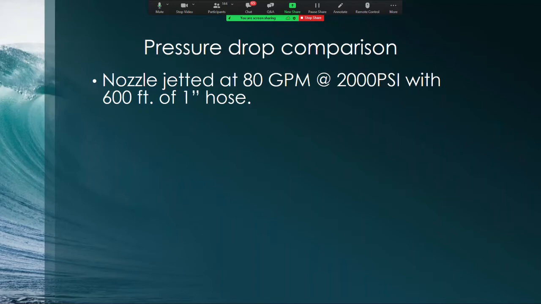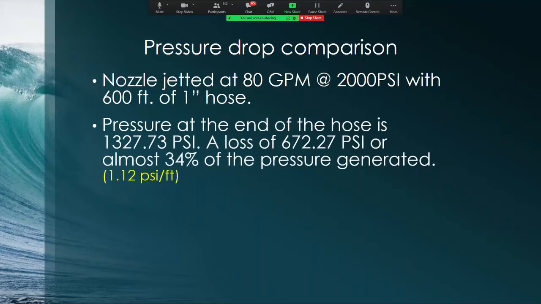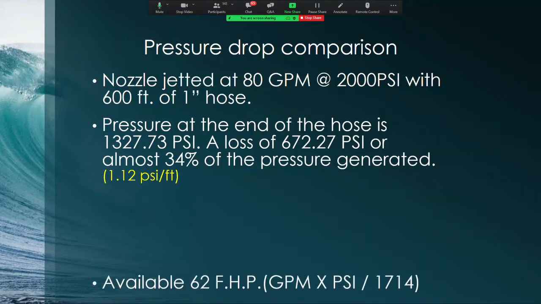So here what I've done is I've taken a comparison. We'll look at different flows coming out of the same hose. Everything is based on 600 feet of 1-inch hose and 2,000 psi as a starting pressure. Here I've jetted my nozzle for 80 gallons a minute, and I'm going to run it down in this configuration. At the end of the hose, I have a pressure of 1,327 psi. I've lost a little over 670 psi along the way, which is a little more than a third of the pressure I started with. And there's my pressure loss in yellow at 1.12 psi per foot, or my indication earlier was 1.1. So that's where that came from.